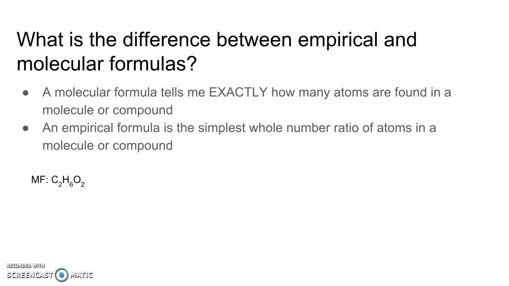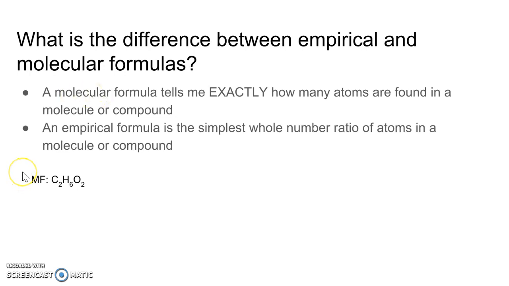Molecular formulas just tell me exactly how many atoms are found in a molecule or compound, whereas an empirical formula is just the simplest whole number ratio of atoms in a molecule or compound. So let's do some quick practice just so you get that idea in your head about what's the real difference between an empirical and molecular formula.